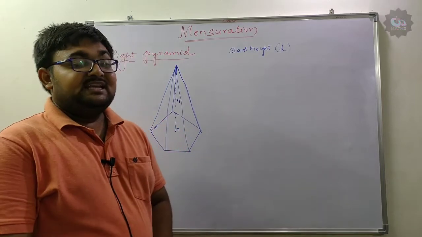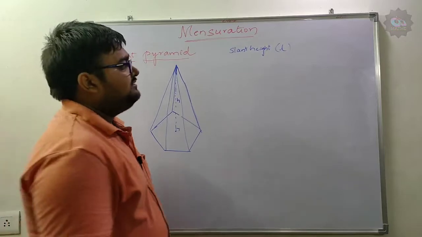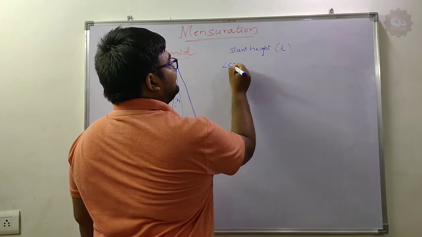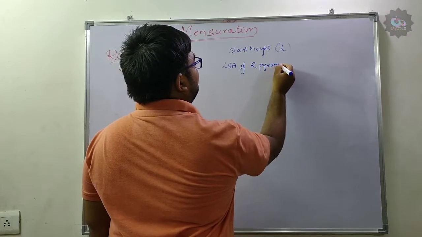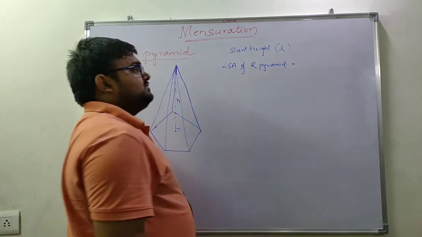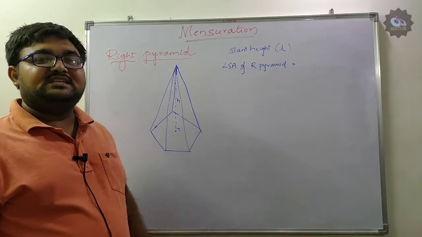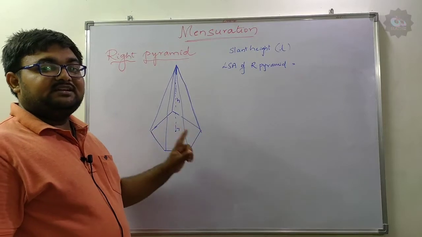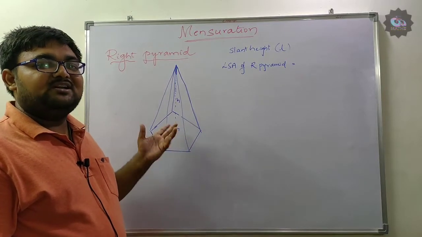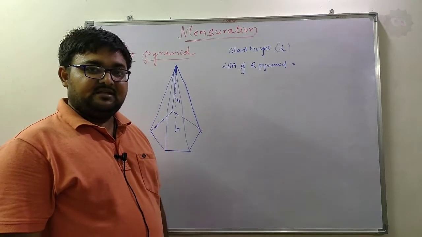Now let us discuss the lateral surface area of this particular pyramid. Lateral surface area of a right pyramid. Lateral surface area means other than top and bottom, all the remaining surfaces we have to consider. Now if we consider all the surfaces other than top and bottom, what are the surfaces here? Those are all nothing but triangles, right?